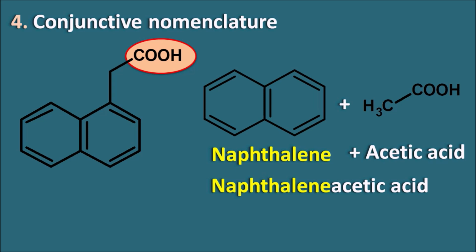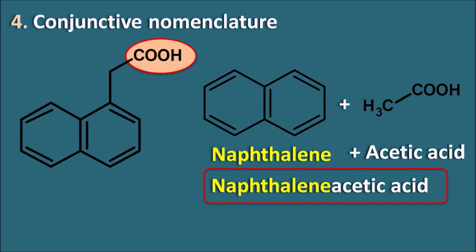It is continuously written, but when you split this name you will get two words which can exist as compounds. Naphthalene is one compound, acetic acid is another compound. When these are combined, they can give another compound by using the conjunctive nomenclature. So naphthalene acetic acid is the name for this compound. Since the acetic acid is attached at the first position, there is no need to write the 1. Otherwise we can also write this as naphthalene 1 acetic acid.